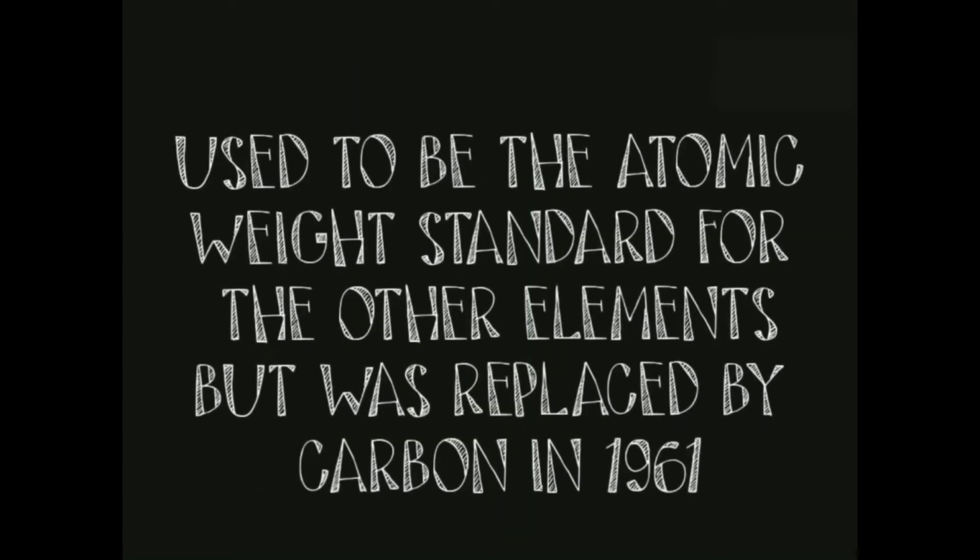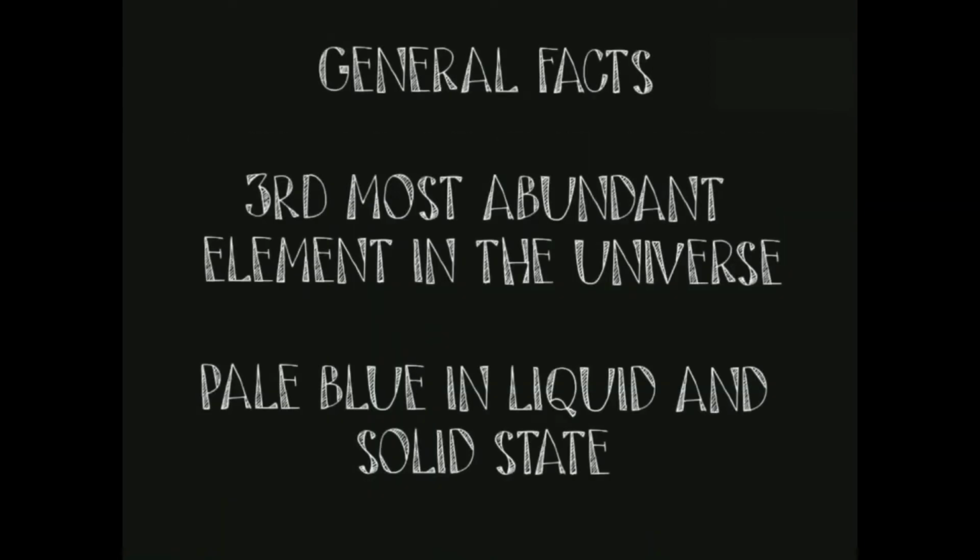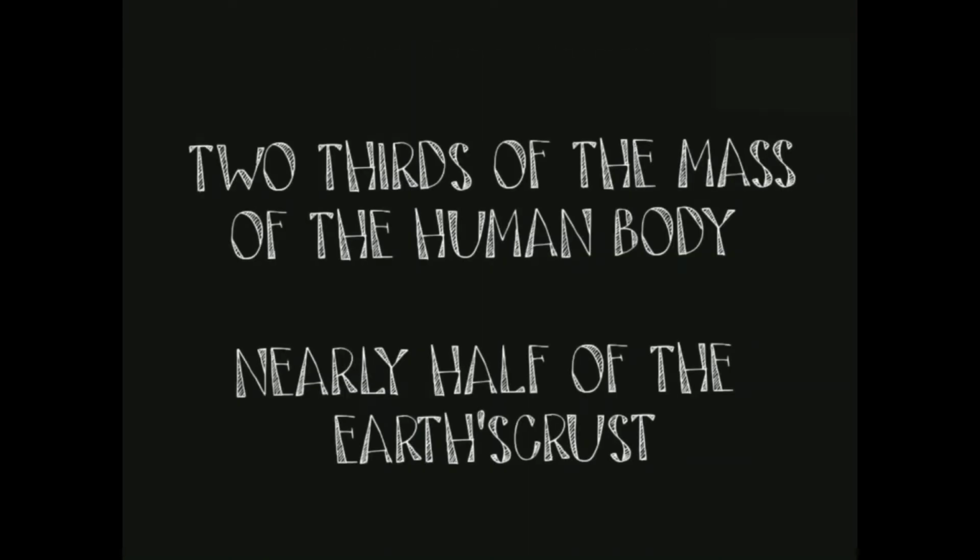Now, oxygen used to be the atomic weight standard for the other elements, but it was replaced by carbon in 1961. Talking about oxygen's general facts, it is the third most abundant element in the universe after hydrogen and helium. It is colorless in the gaseous state, but in the liquid and solid state, it is pale blue in color. Oxygen makes up nearly 21% of the Earth's atmosphere, two-thirds of the mass of the human body, and nearly half of the mass of the Earth's crust.